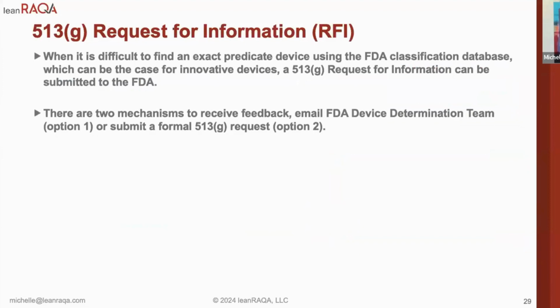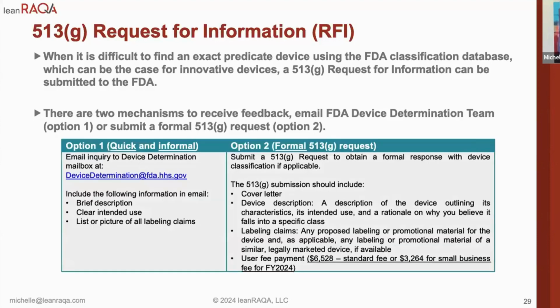So when to do an RFI or a 513G? Well, you would typically do it when it's difficult to find an exact predicate and you don't feel like you have a good argument for a predicate device, or you don't feel like you clearly fit in with an existing product code or FDA regulation. So in that case, it might be appropriate to do this request for information, because that's the pathway where FDA does more specific designation requests. And so there are 2 mechanisms depending on what you're looking for.